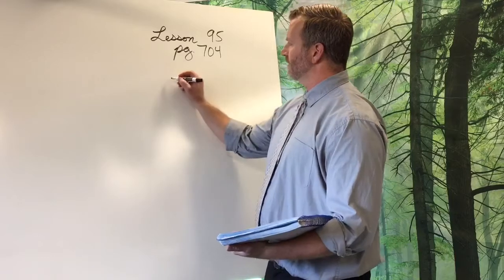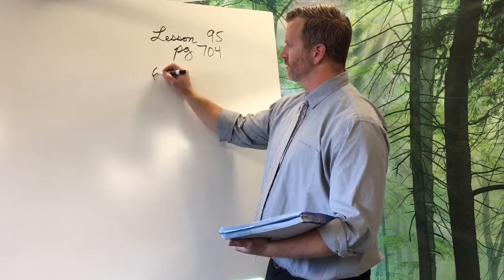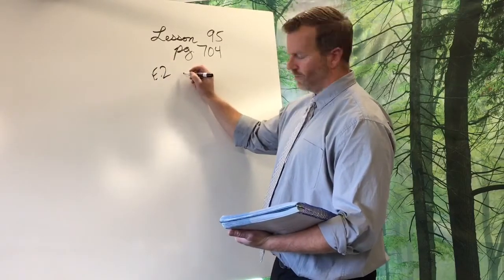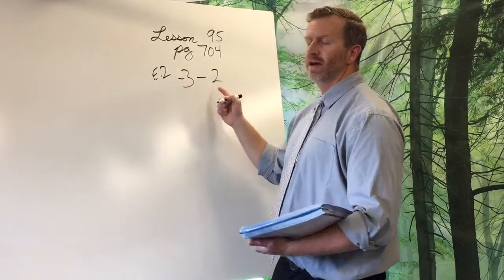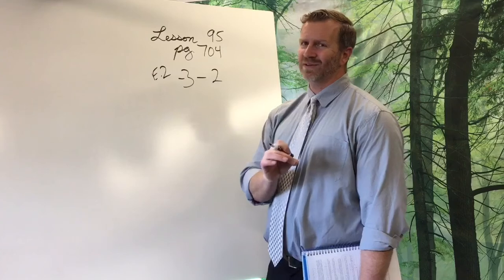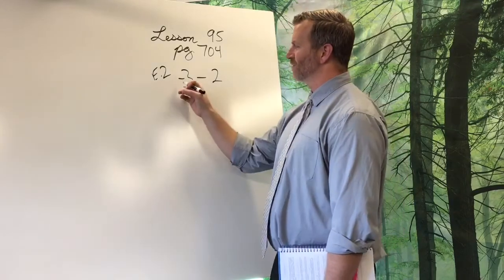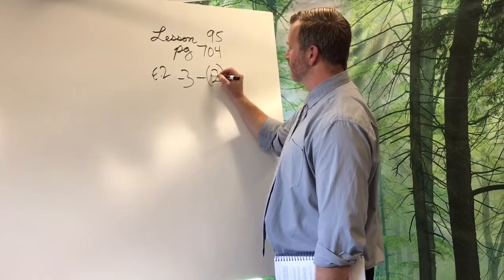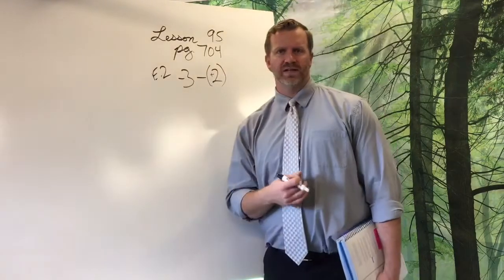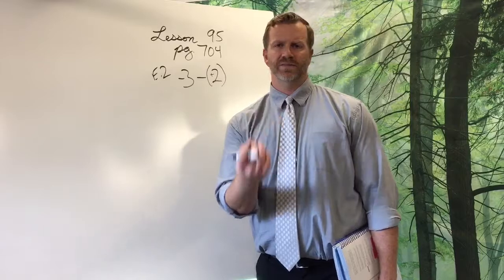All right, so for example 2, we got negative 3 minus 2. Now this 2 right here, is it a negative 2? No, because if it was a negative 2, it would have said negative 2. So we know that we could put little parentheses around that 2 and put a plus sign because we know it's a positive 2.